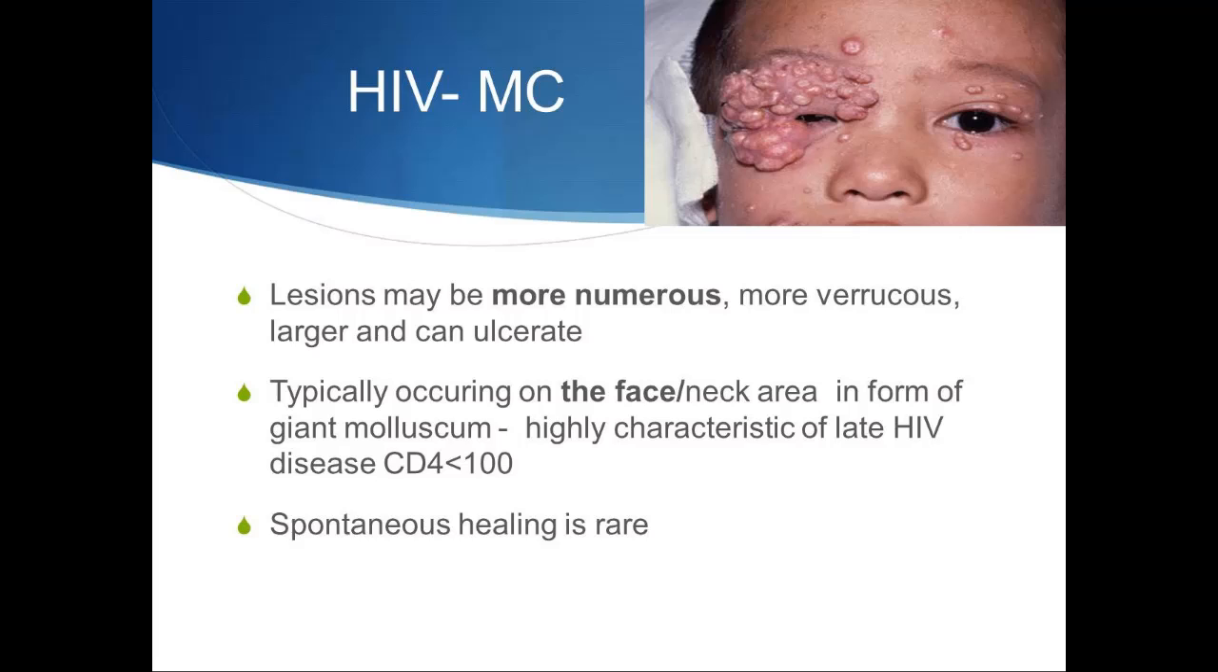And what is very characteristic of an advanced stage of HIV is when you see these large, giant molluscums on the face. It's very characteristic of late HIV disease with a CD4 less than 100. And to be noted, spontaneous healing in an HIV patient is rare, not like a normal person.